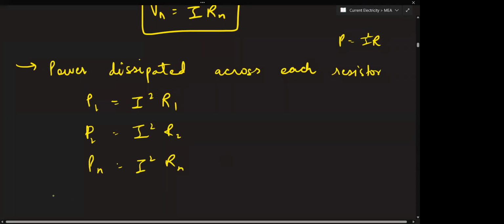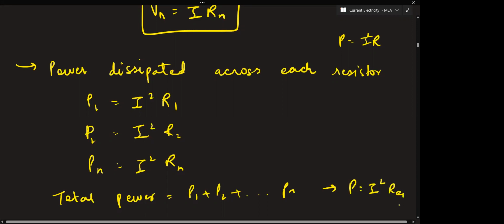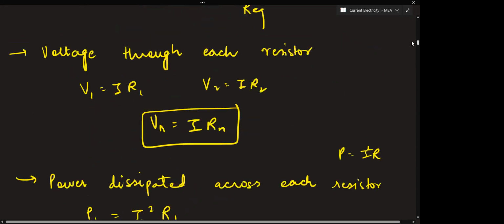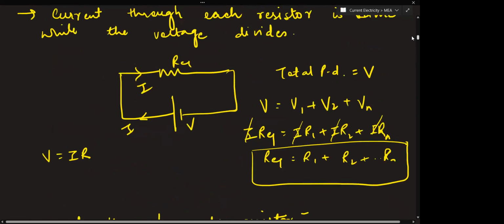So if you are asked to write the total power that is dissipated, this is across each one, no. If you are asked to write the total power, that will be P1 plus P2 up till Pn. Or you can also write it as P is equal to I square R equivalent. Because I square can be taken as common and R1 plus R2 plus Rn is what? This is equivalent resistance. So do one thing, note down all these points, then we will do a question on the series combination.